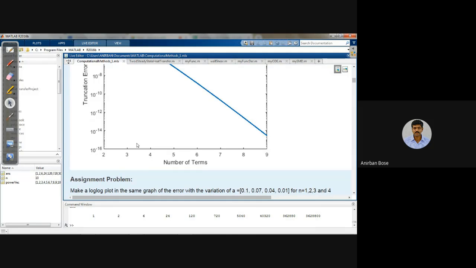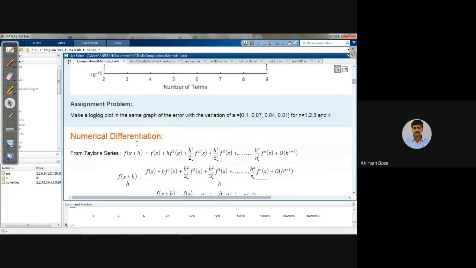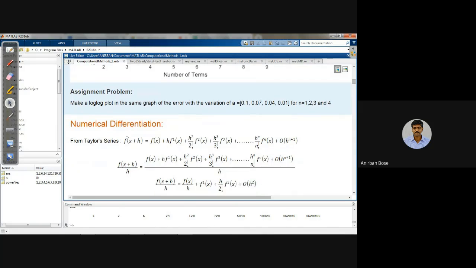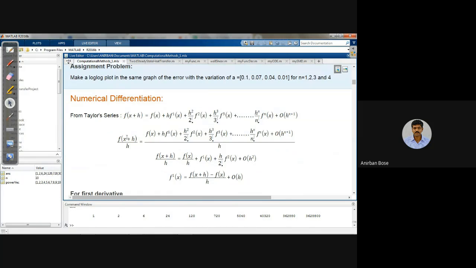Now, one assignment problem has been given that you should try on your own. Now coming to the next topic, that is numerical differentiation.